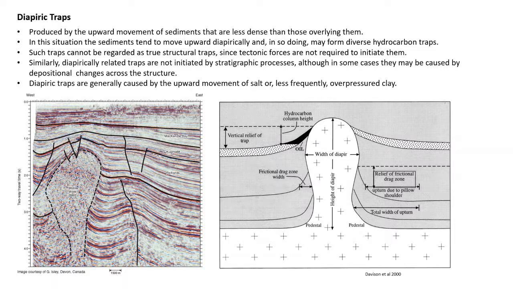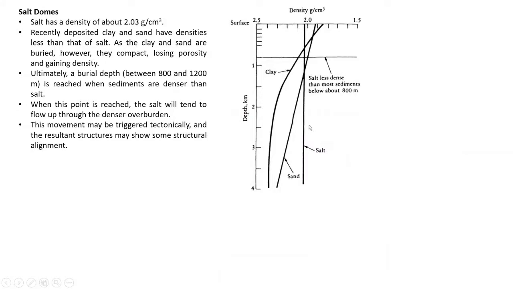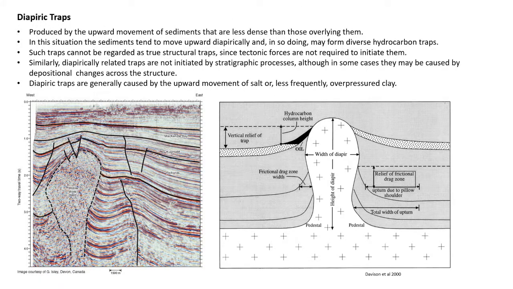So here what happens is that normally the diapiric traps are formed either by the salt flats or by the underlying shale. So salt, we will see how these are formed, but just let us look at this. In this situation, the sediment tends to move upward and may form diverse hydrocarbon traps.